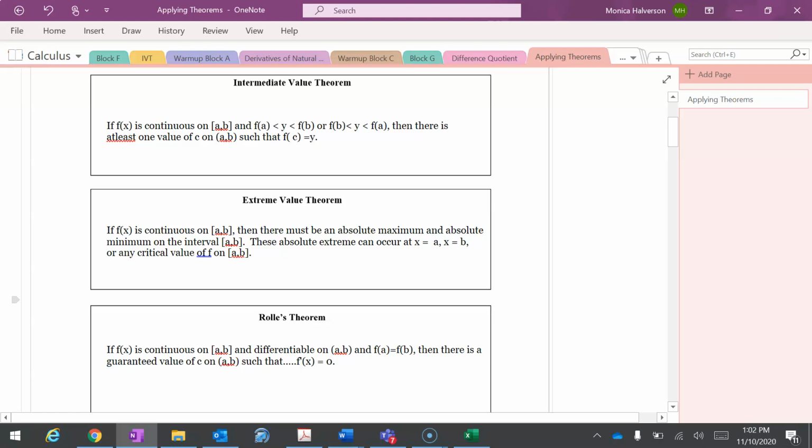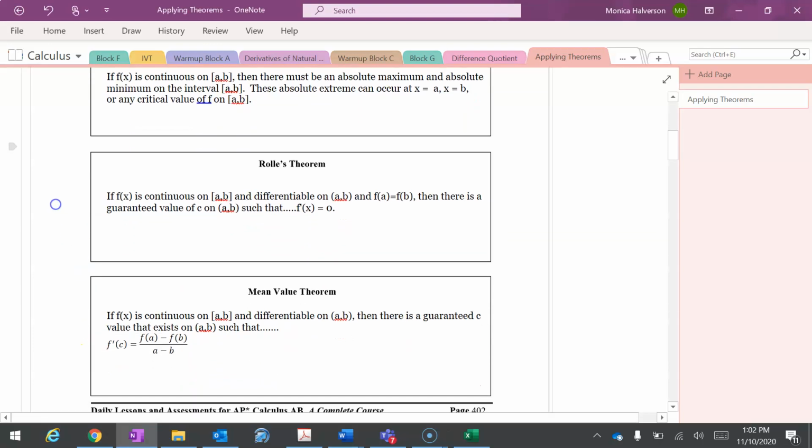The extreme value theorem states if f of x is continuous on this closed interval a, b, then there must be an absolute max and an absolute min on the closed interval a, b. These absolute extrema can occur at the endpoints of a and b, or at any critical value on a, b. All right, the third one we talked about was Rolle's theorem.